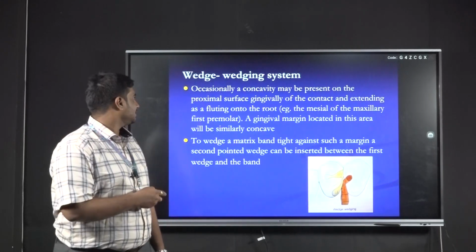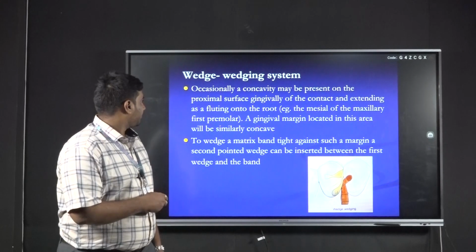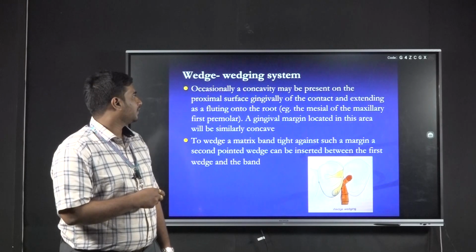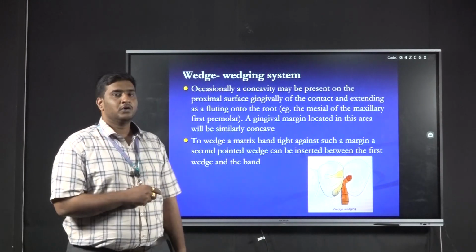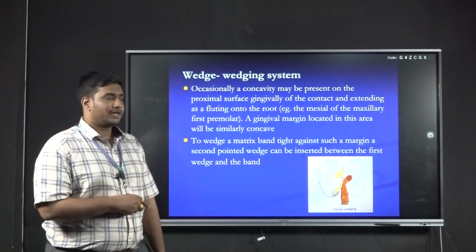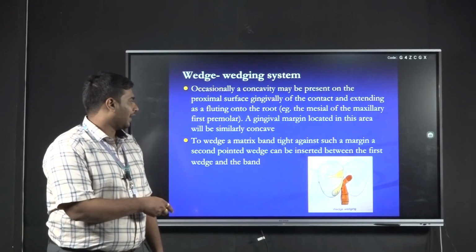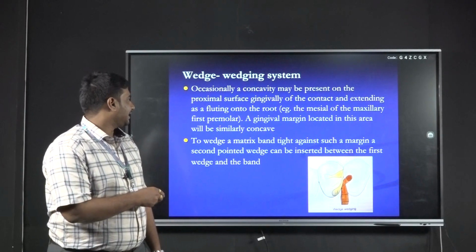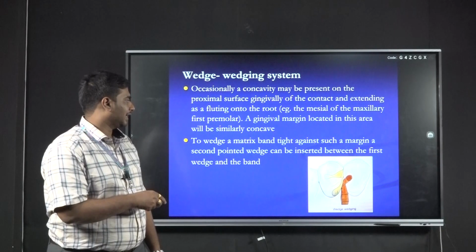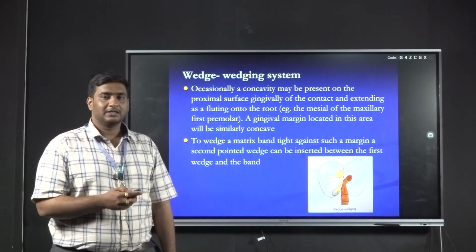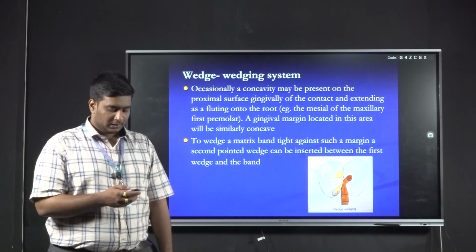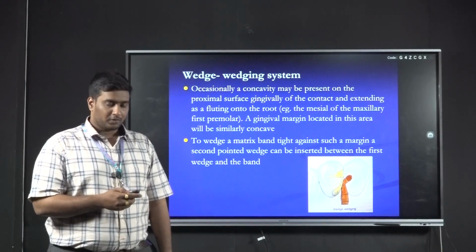Coming to the last technique, that is the wedge wedging system. In this type of system, occasionally a concavity may be present on the proximal surface of the tooth, gingival to the contact and extending as a fluting onto the root, especially in cases of maxillary premolars. There will be fluting or concavity of the tooth at that region. So after placing the wedge, with the matrix band tight against such a margin, a second pointed wedge can be inserted between the first wedge and the band vertically. This is the wedge wedging technique, especially used in teeth which have concavity or fluting, that is, the maxillary first premolar.